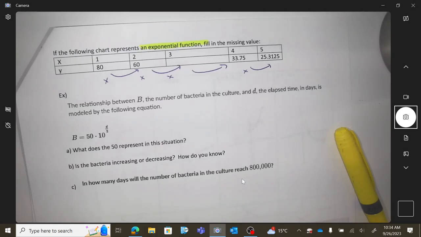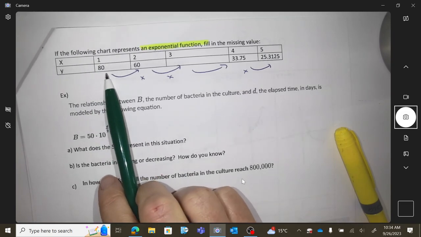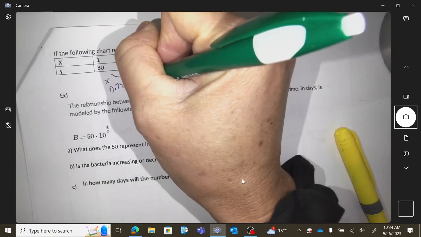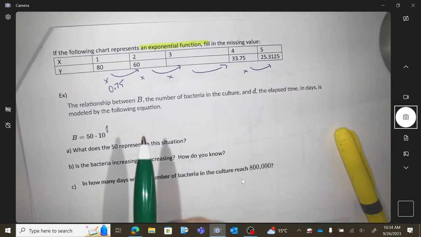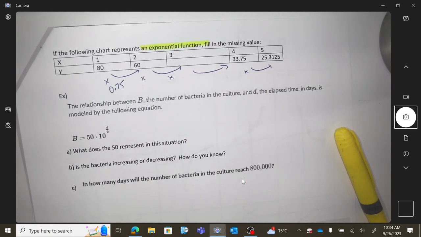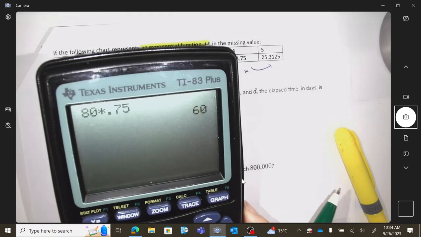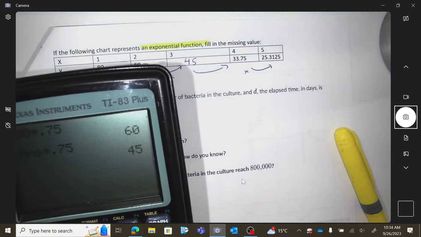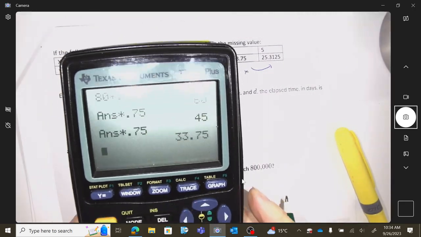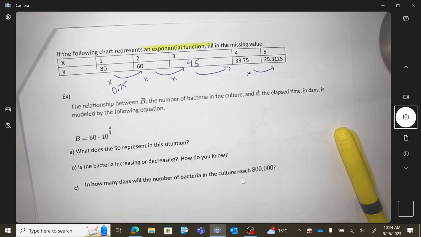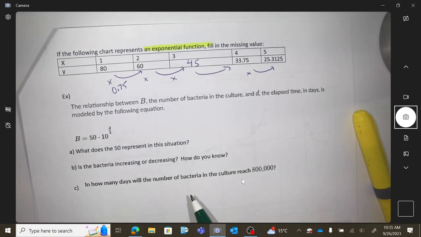Anybody find it and want to tell us how they found it? So 80 times what got me to 60? 0.75. So how did you just come up with that? You did this divided by that gives me what I multiplied by. Yeah. Okay, so 80 times 0.75 is 60. Times 0.75 is 45, which would be the missing. Let's check out. If I times it, I kept getting the right spot. Okay, so always the same timeser.